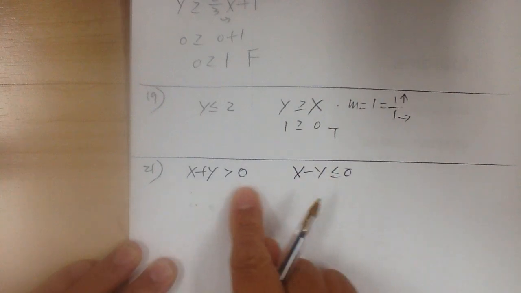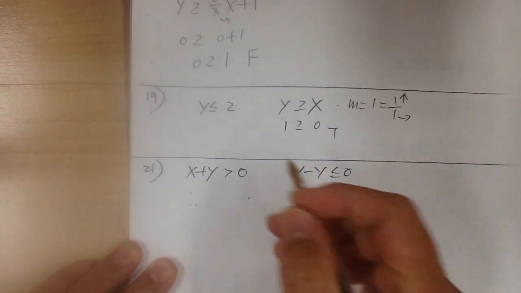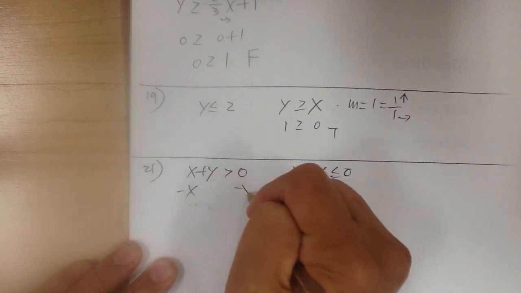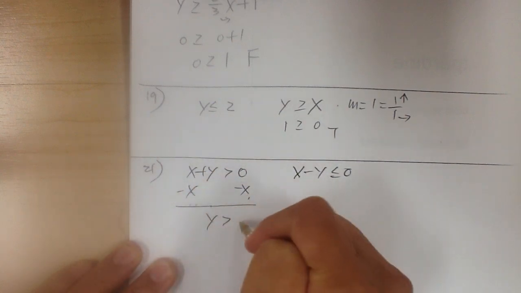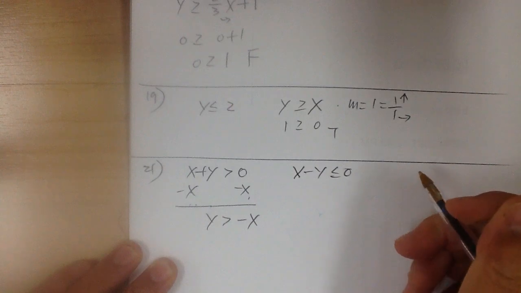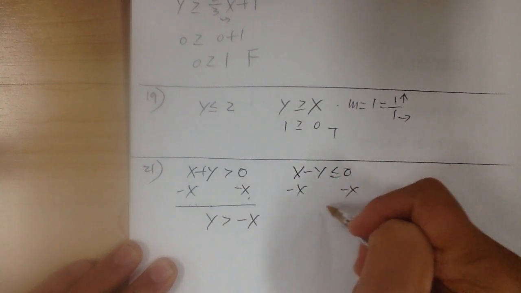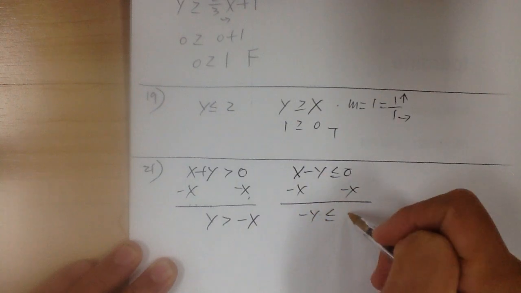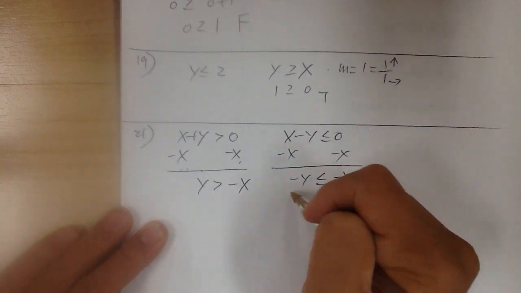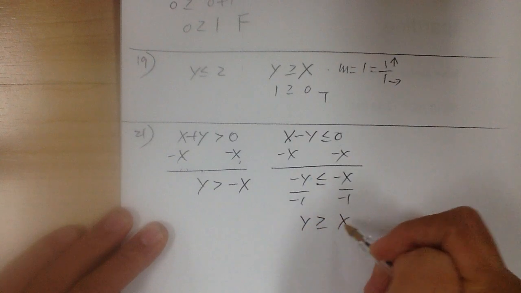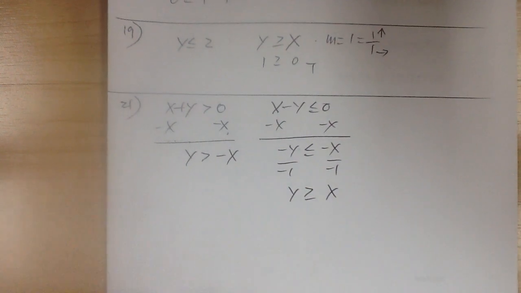Since all these are 0, let's go ahead and make it into the slope-intercept form. So let's subtract x on both sides. So y is greater than or equal to negative x. This one, I'm going to subtract x on both sides. So I got negative y is less than or equal to negative x, and I'm going to divide by negative 1. So y would be greater than or equal to x. Okay, so let's go and sketch that.